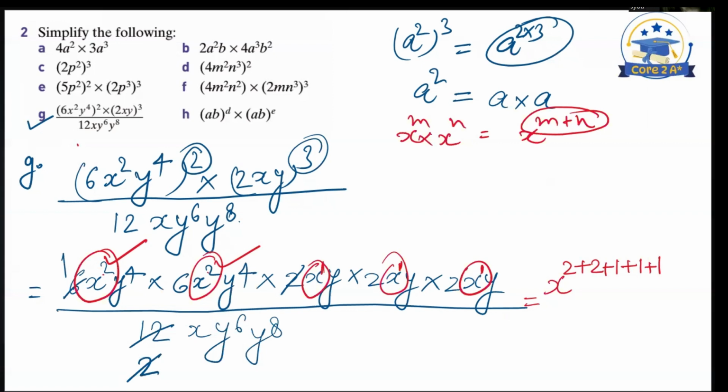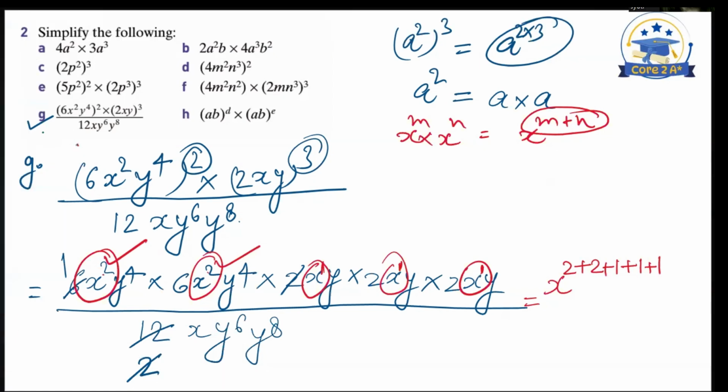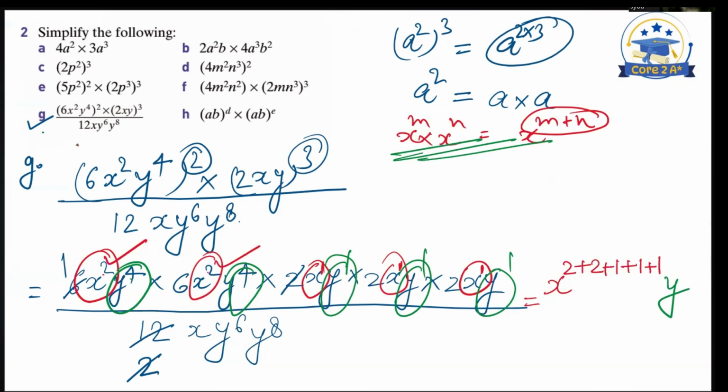Now we have y also. What about the y? I am writing with the blue color. Y to the power 4, y to the power 4, y to the power 1, obviously. Similarly, we will add for y as well. 4 plus 4, 8. Don't multiply, right? Don't write 4 times 4, 16. That's wrong because we have to follow this rule. 4 plus 4, 8, 9, 10, 11. Here we have 11 y's on top.